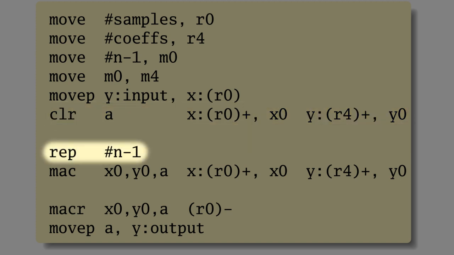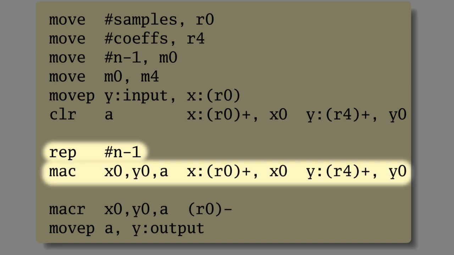The rep instruction implements a zero overhead loop. It causes the processor to execute the instruction following it, here a MAC instruction, n-1 times. Repeating a single instruction wouldn't be very interesting on most processors because it wouldn't do much, but not on the 56000. This MAC instruction does 6 things.